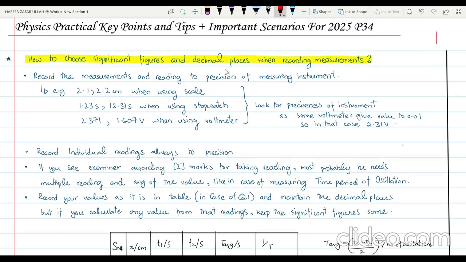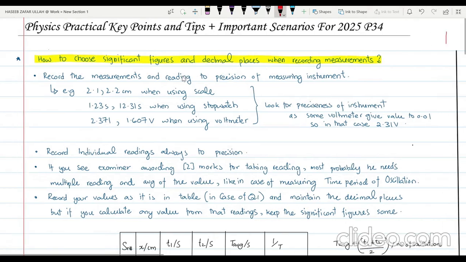So coming to the first and foremost topic, which is how to choose the significant figures and the decimal places when you are recording your measurements. You have to record the measurements and the readings to the precision of the measuring instrument. For example, if you are using a scale, it has a least count of 0.1. For example, it can give you a reading of 2.9, 2.1. So when you are using any instrument, you have to record the reading to its precision.